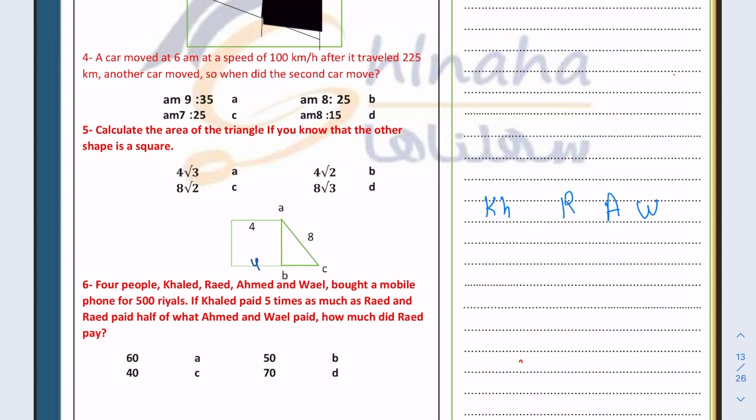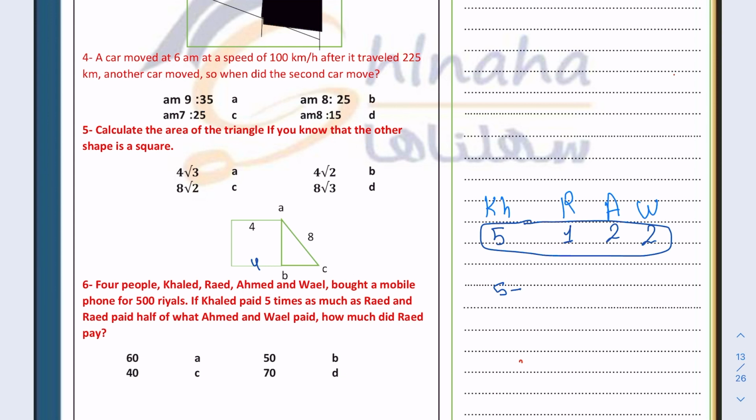Raed is the least one, so I will give him 1. Khalid is 5 times Raed, so it will be 5. Raed is half Ahmed, so Ahmed will be 2, and Wael also will be like Ahmed, so it will be 2. How many shares do we have here?